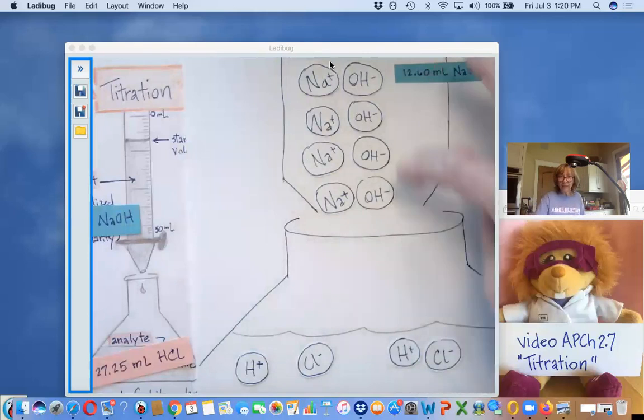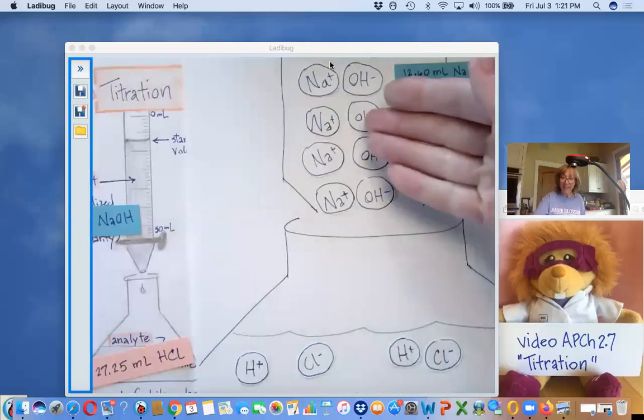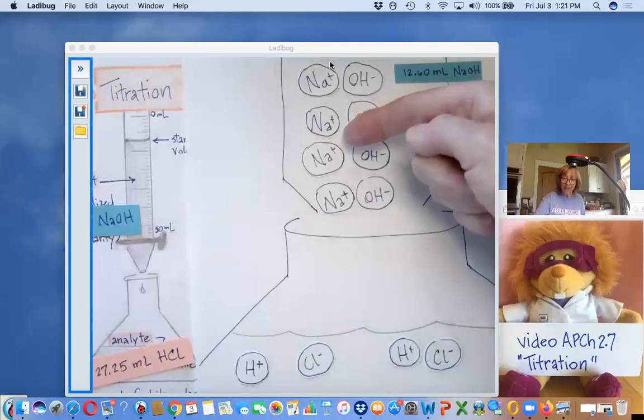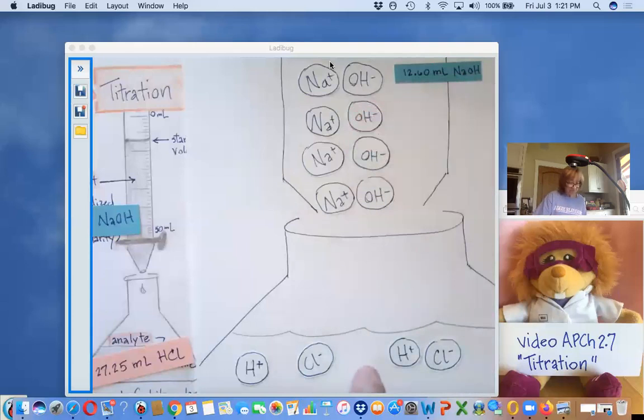Now, because this is clear and colorless, and this is clear and colorless, my eyes are going to have a hard time knowing when I've added the right amount of these to react with however many of these I have. I need an indicator. So I put into my analyte maybe just 1 or 2 drops of an indicator. This one is called phenolphthalein, and it's a weak acid. Notice how it starts with H. And it's colorless, so it's going to just be hanging out here in the beaker.